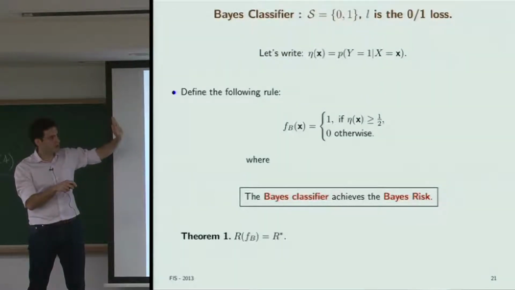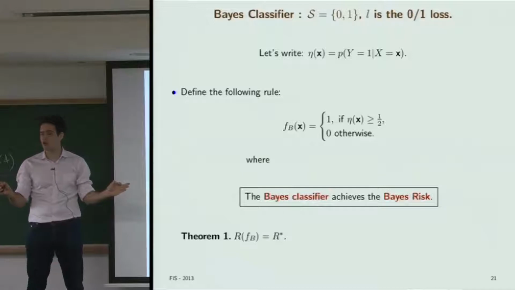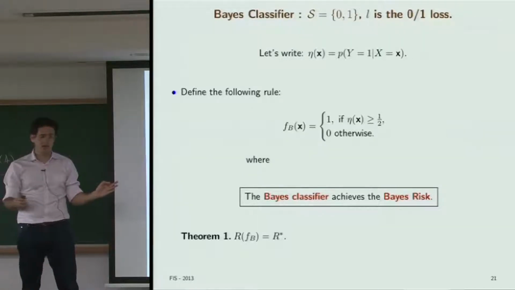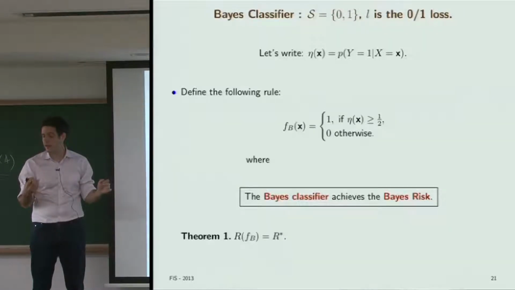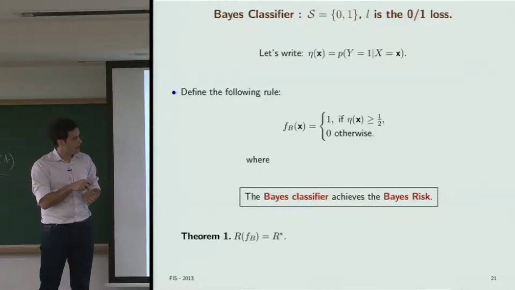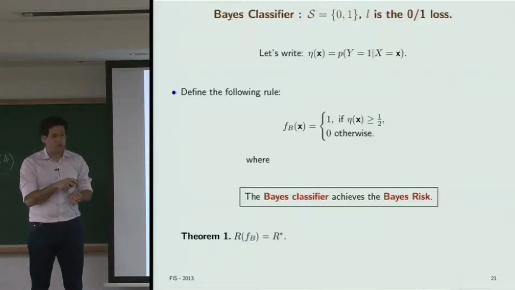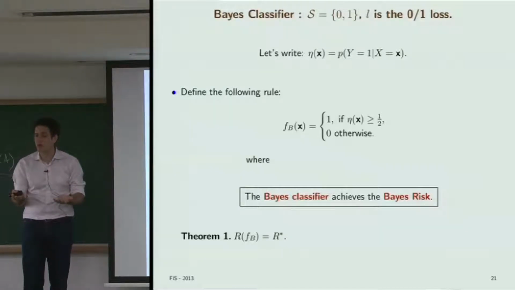Assume that we are using the 0-1 loss. I pay a price of 1 when I make a mistake and 0 when I'm right. Now that I have defined the loss, I can also define the risk. Let's write eta of X as the probability that Y equals 1, knowing that X equals x. This is the conditional probability.